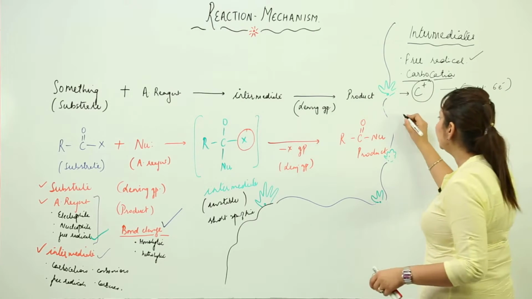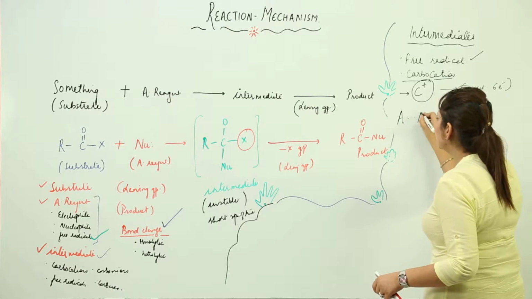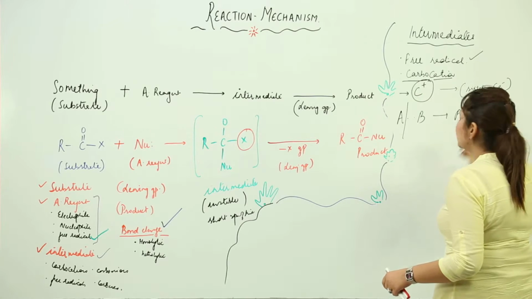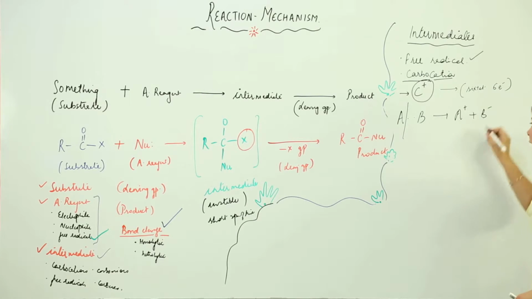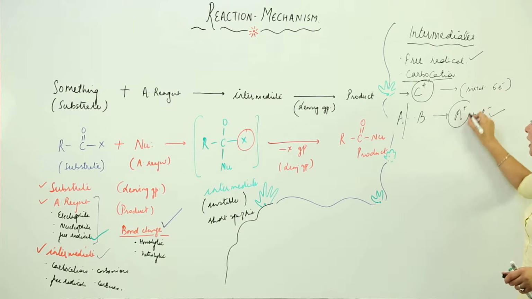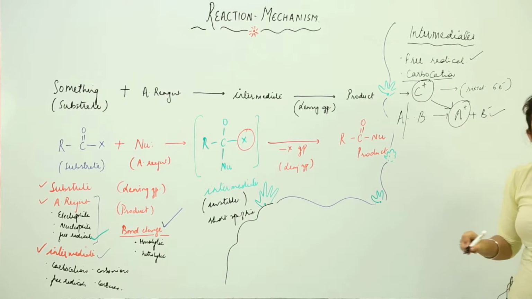And how is the carbocation formed? It is formed as a result of heterolytic fission. I told you that the one which takes away the shared pair acquires a negative charge, that is the carbanion, which we will discuss later, and the one which has a positive charge is a carbocation. So this is how it is formed.